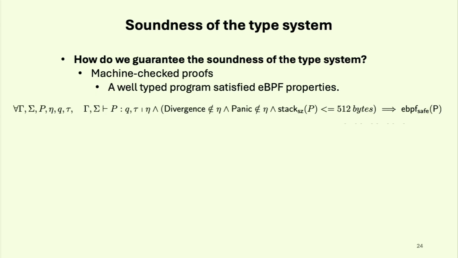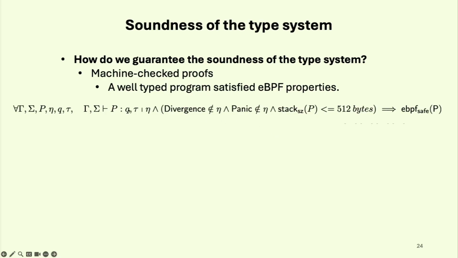Now, once we design the type system, how do we know whether our type system is correct? We plan to formally verify the soundness of the type system. We'll do a machine-checked proof using the theorem prover Coq. This theorem is still on paper, and it might evolve later on.